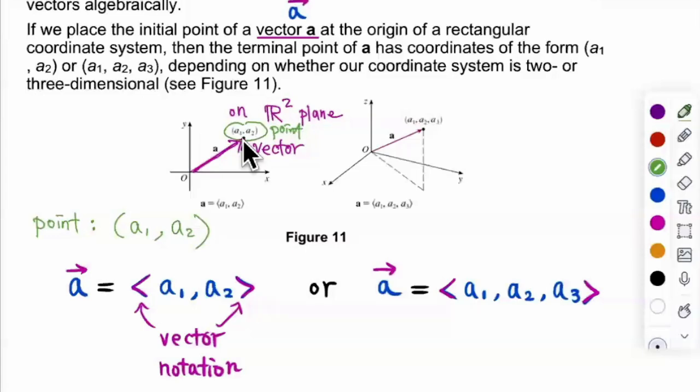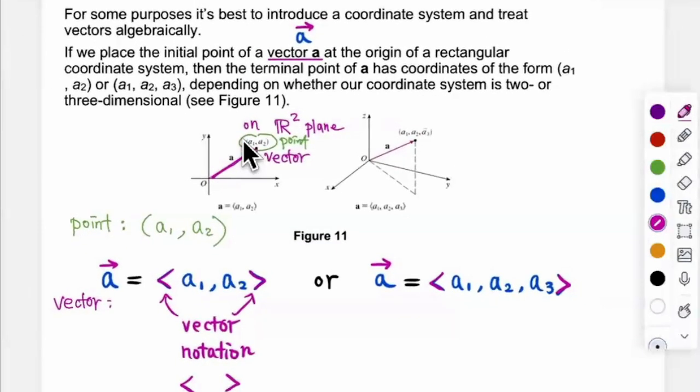What's the difference between the two? The first one, with the parentheses, is the point. The second one, with the angle bracket, is a vector. Do you see the difference? This is a point and this is a vector.